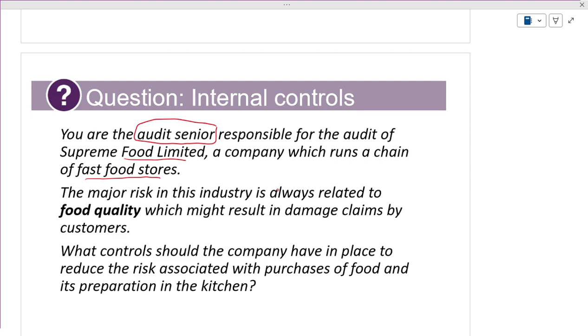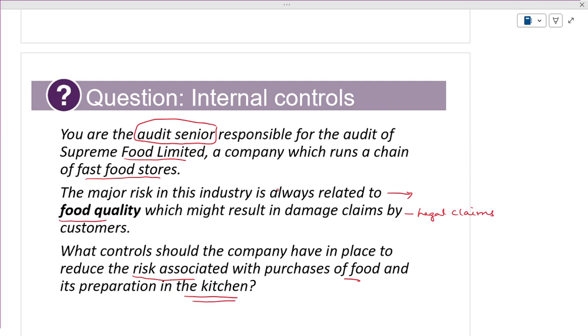The major risk in the industry is always related to the food quality, which might result in damage claims by customers. See, food industry legal claims are very high. If you claim with sufficient evidence, you can claim a good amount of money. If you have good evidence that something has been wrong in the food provided by the food outlet, what control should the company have in place to reduce risk associated with purchase of food and preparation in the kitchen?